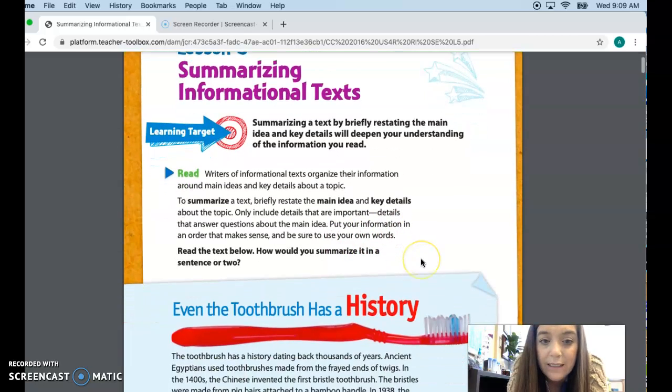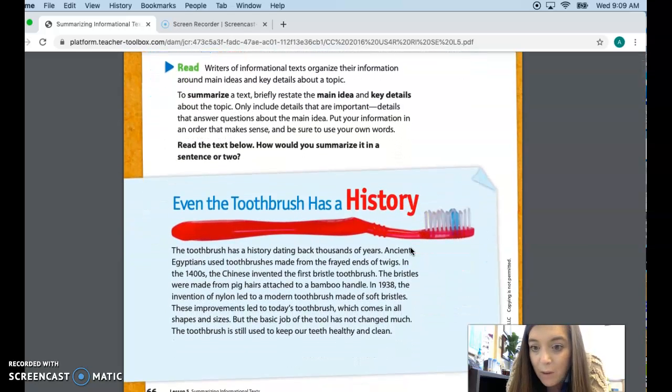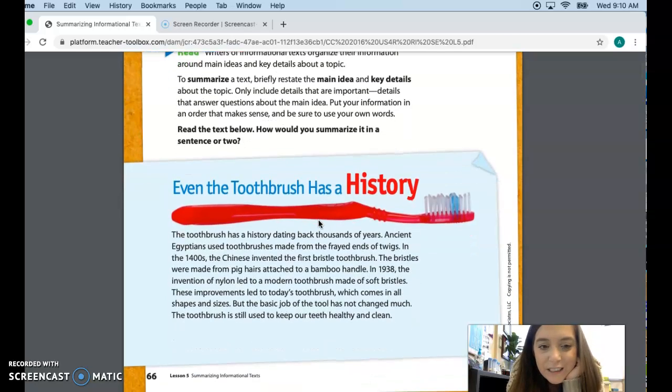All right, so we're going to look at this text. We're going to read the text below and then talk about how we would summarize it in a sentence or two. Look at this picture. What are we going to be reading about? Toothbrushes. The title says every toothbrush has a history. So before I even read, I can think in my mind, I'm probably going to be reading about the history of toothbrushes. All right, let's look.